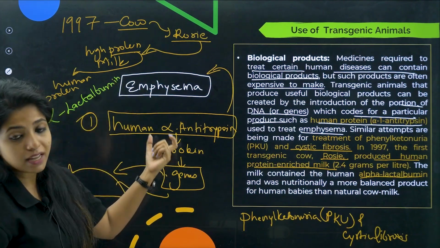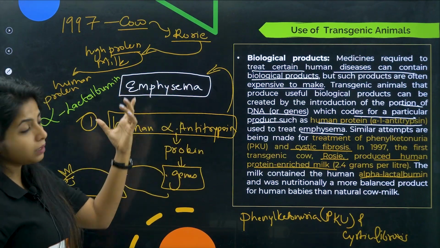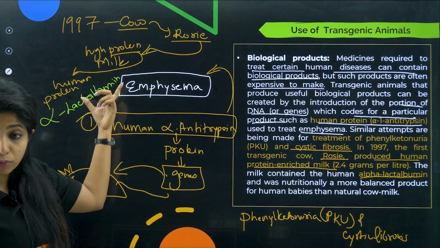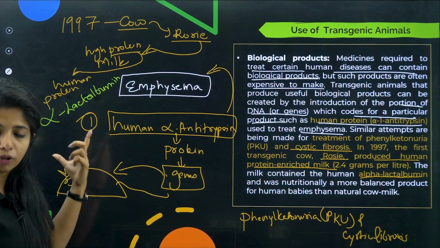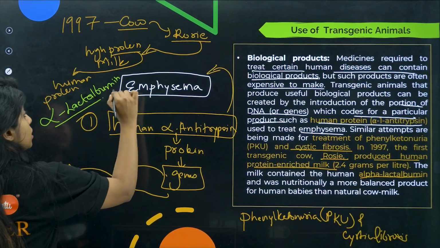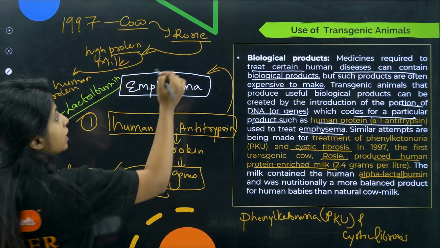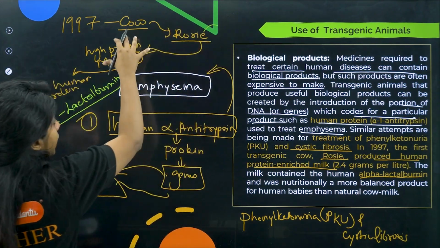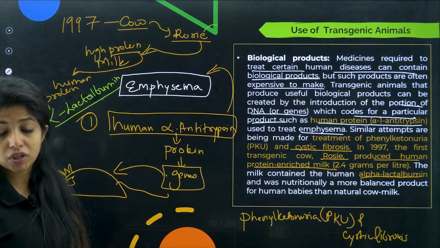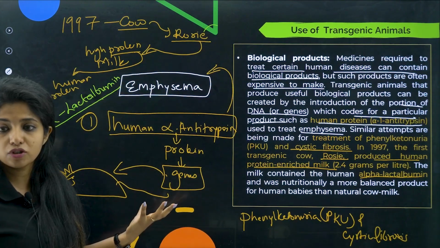So alpha antitrypsin is a protein that is used for emphysema treatment, and then you have alpha lactalbumin, which is a human milk protein found in human beings. Now if you are putting the gene which is producing this protein into the cow, and calling it a transgenic cow, that is Rosie now, and it is producing the same type of milk having the same type of protein, then why not use it? Because it is very much important.